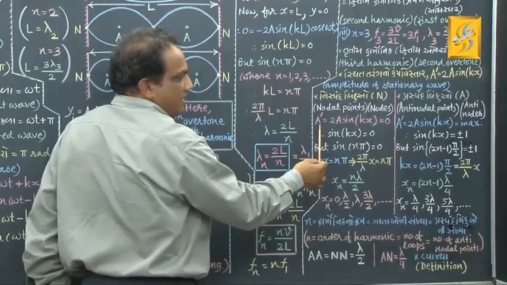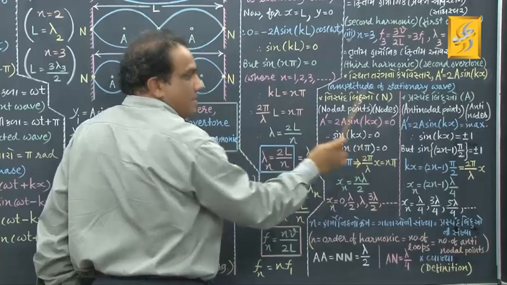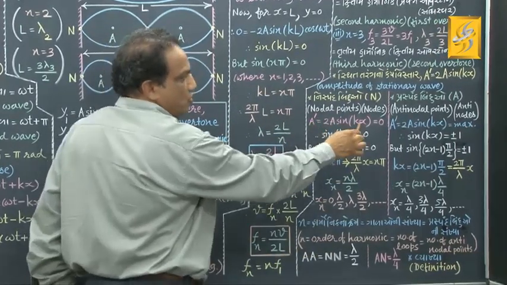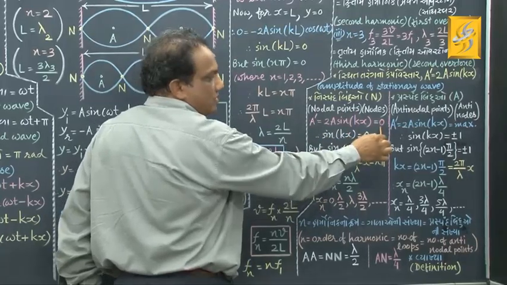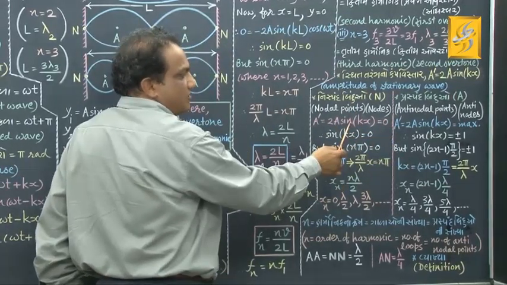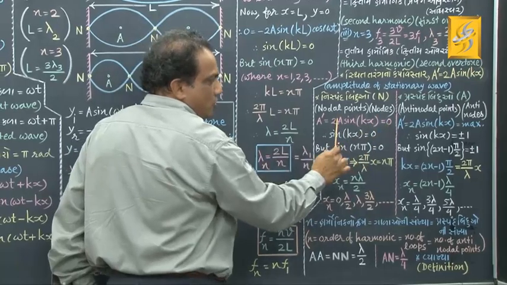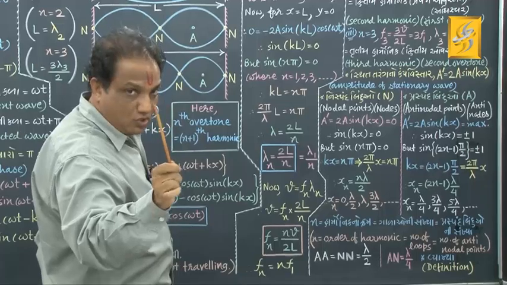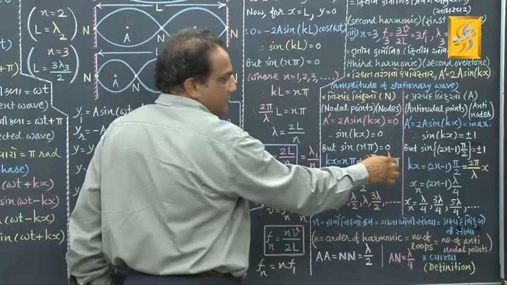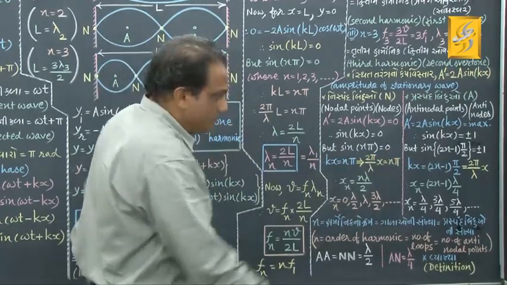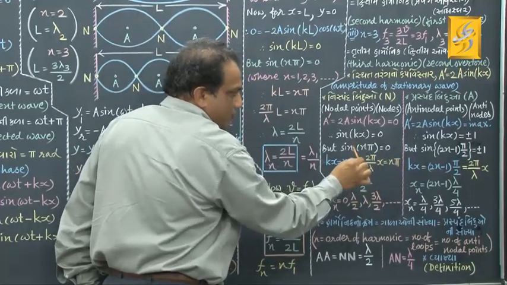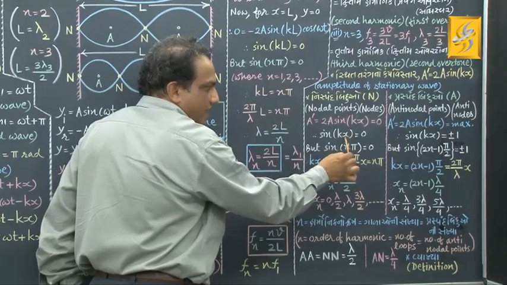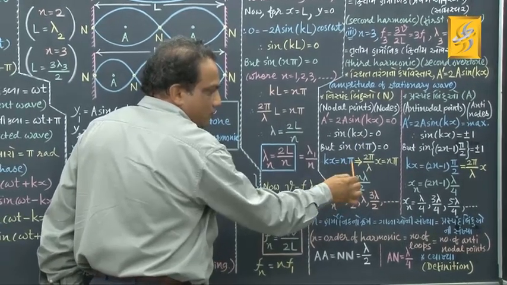Same formula written here, A dash equals 2A sine of Kx. But if the given position is a node, then the amplitude must be 0. So I take the amplitude as 0, and now find sine of Kx from here. It will be 0 upon 2A, which means 0. But from trigonometry, sine of n pi is 0. So 0 equals 0, sine equals sine, so these two angles must be the same. Kx must be equal to n pi.